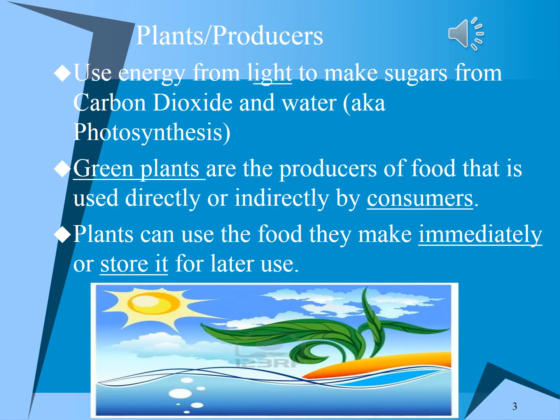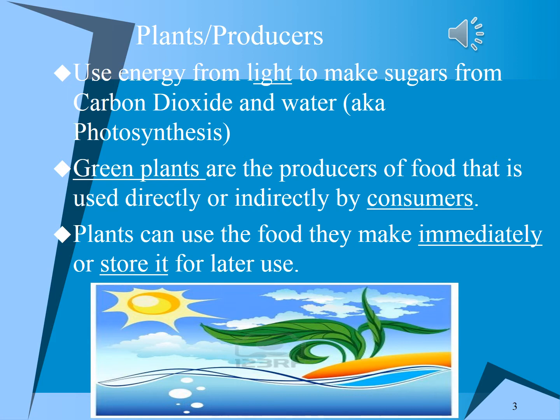In this next slide, we're going to talk about the plants, also known as the producers in the food chain. Let's talk about the first bullet point. Producers use energy from light to make sugars from carbon dioxide and water. If you remember, this basically is photosynthesis. Light, carbon dioxide, and water are the main ingredients for photosynthesis.